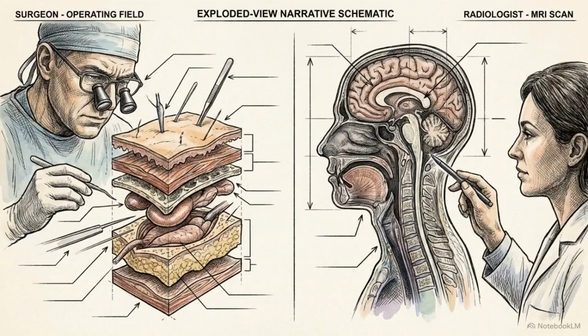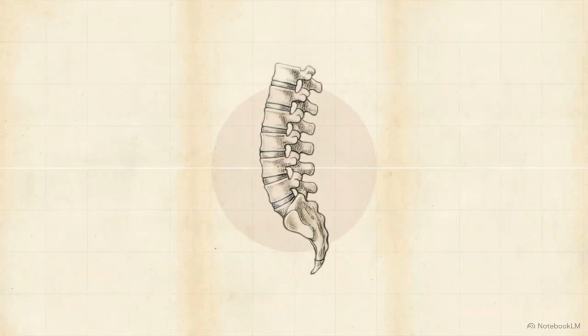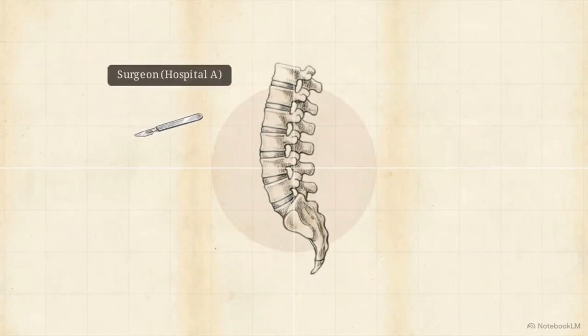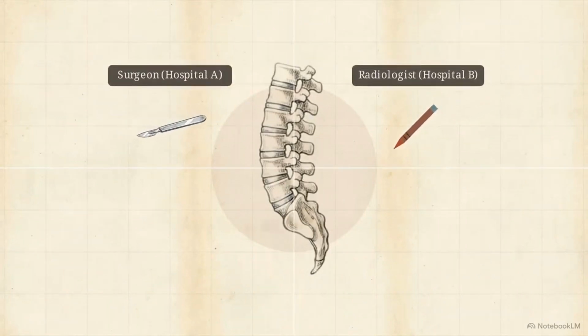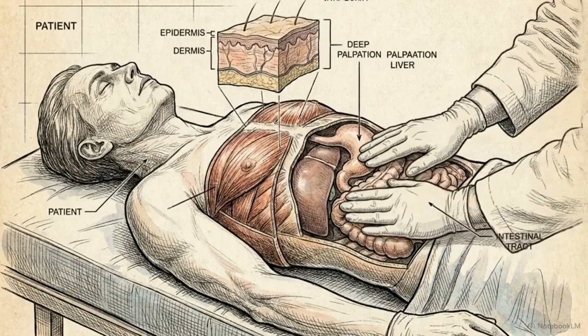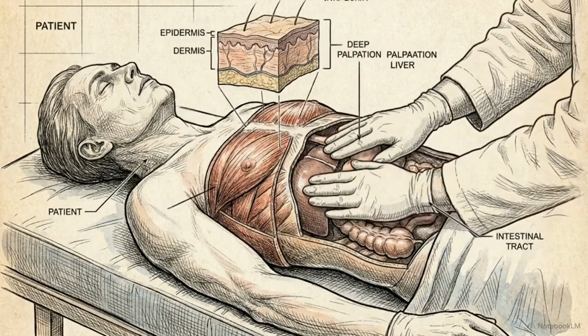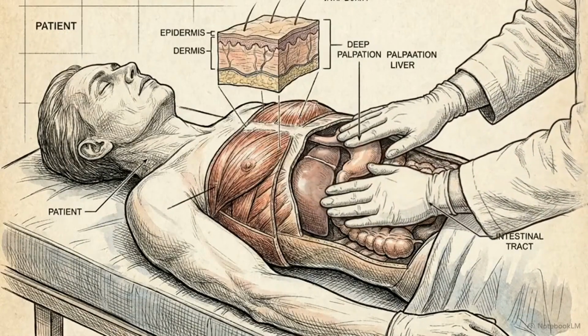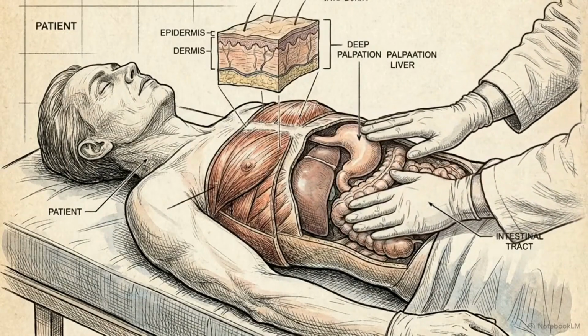Establishing this precise vocabulary is a clinical necessity. It eliminates ambiguity, ensuring that a surgeon in one hospital and a radiologist in another are navigating the exact same physical space. External landmarks are useful, but clinicians frequently need to estimate the location of hidden internal organs based entirely on the surface of the skin.